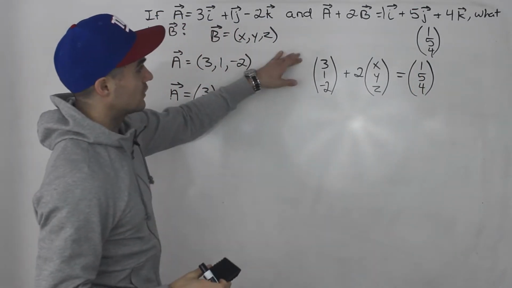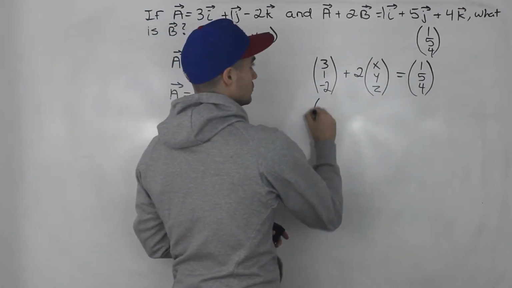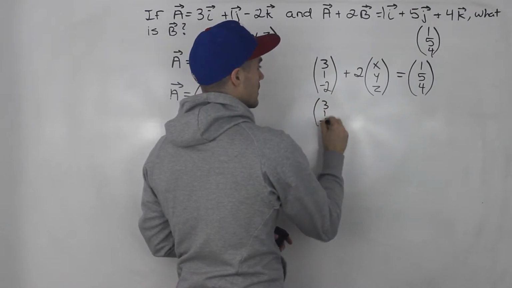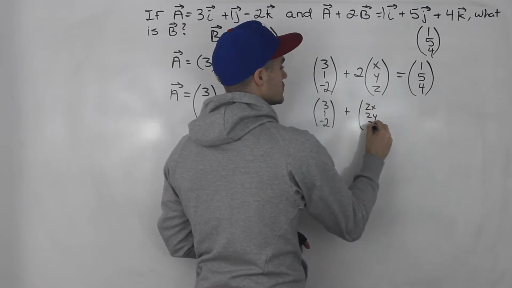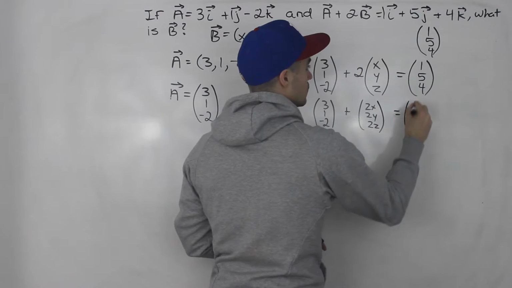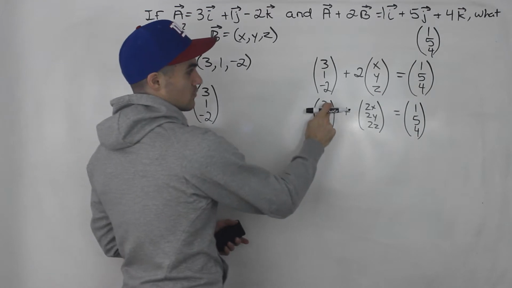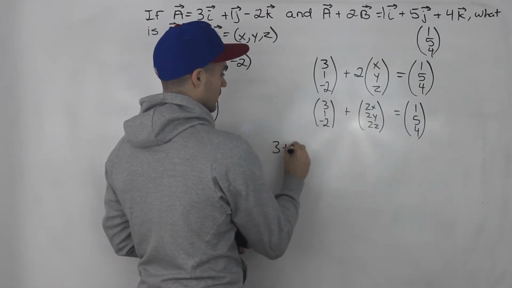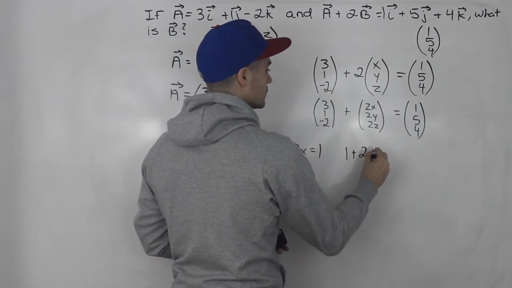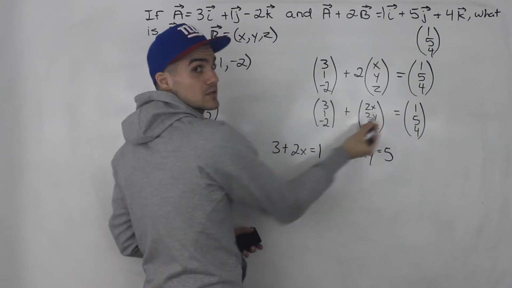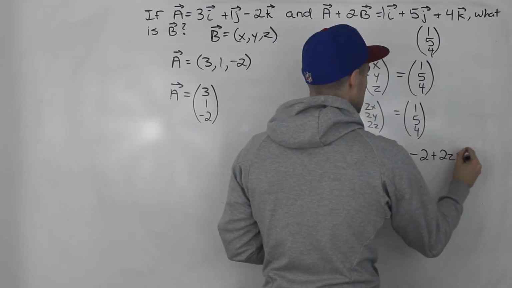And so I like to write it out vertically sometimes just because you can visually see the lines. So bringing that 2 inside the second vector, we would have 2x, 2y, 2z, and that's equal to 1, 5, and 4. So now notice we can make equations. 3 plus 2x equals 1. And then we got 1 plus 2y equals 5, right? 1 plus 2y is equal to 5. And then negative 2 plus 2z is equal to 4.